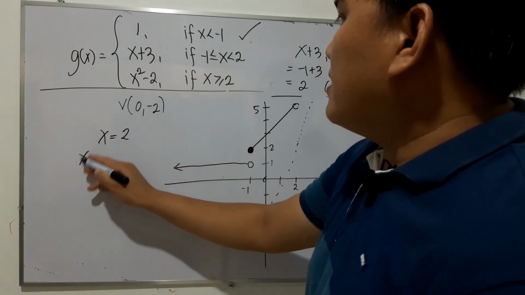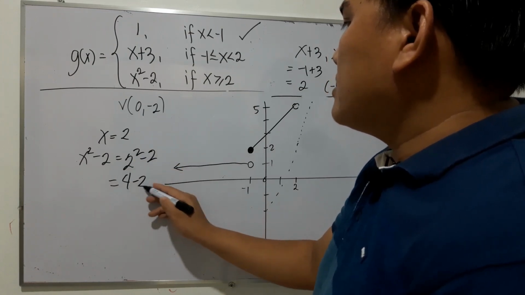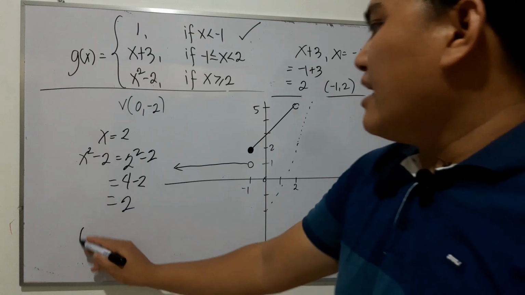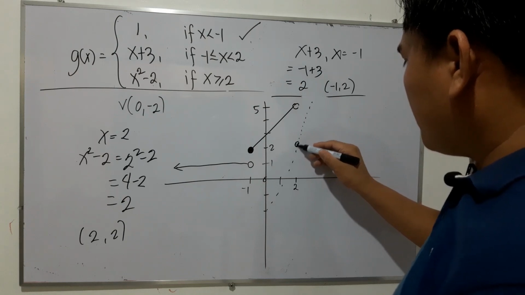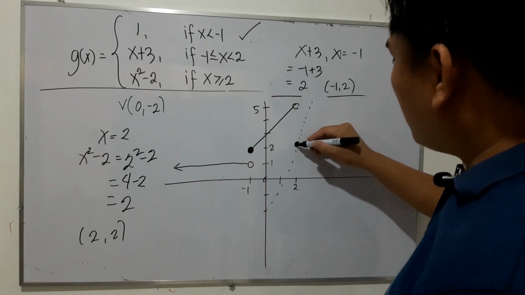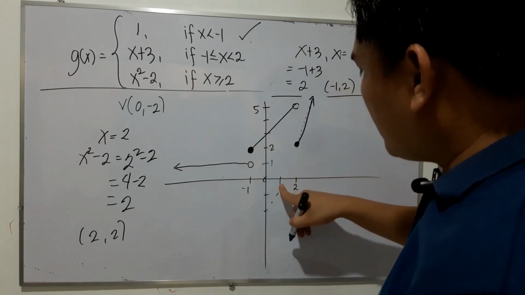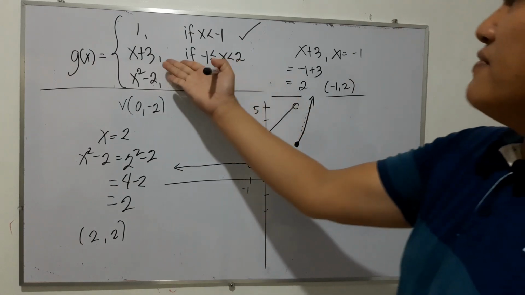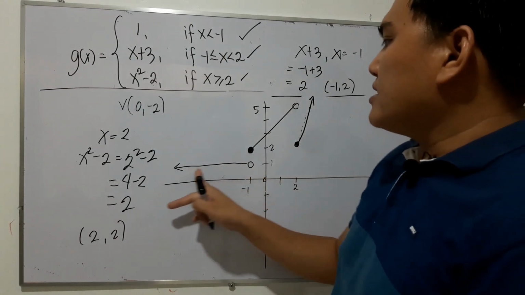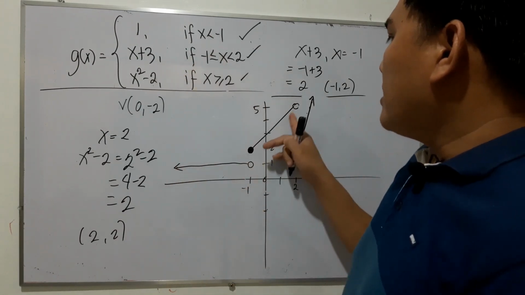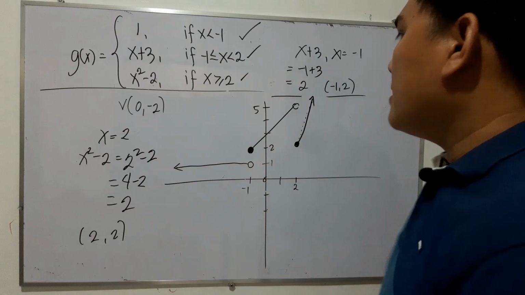we will have x squared minus 2, which is 2 squared minus 2. That's 4 minus 2, and that's 2. So we have 2, 2. So 2, 2 is here. And then, the parabola opens upwards, so we'll just extend this. Okay, so this is not part anymore. So the graph of this function is this one: this horizontal line for this part, a line for this part, and this one, part of a parabola.